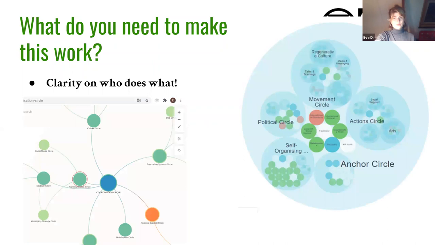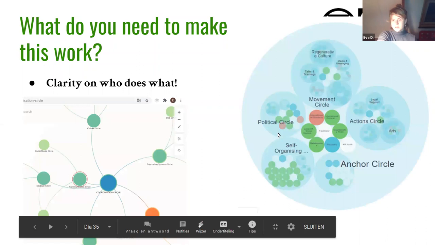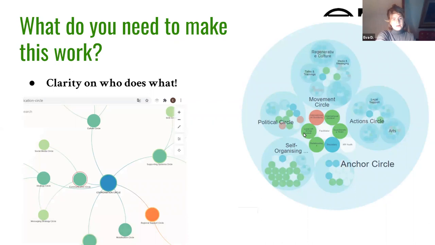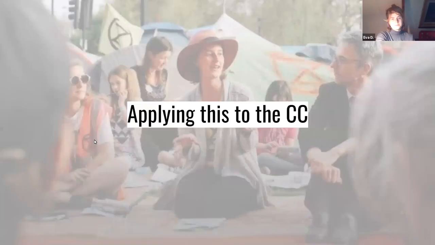Okay, then what do you need in order to make all of this work? One of the things that is really important is clarity on who does what. So that's the mandate, but also to visualize how these things relate. You can do that with a couple of tools. One of them is Glasswork, which you can see here. I think this is the Global Support visualization. And this is Kumu, which is another way of visualizing it, so you really know how these circles relate.